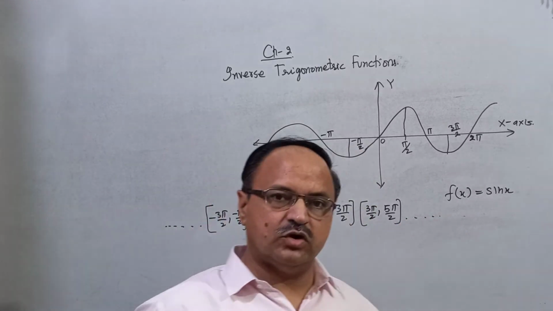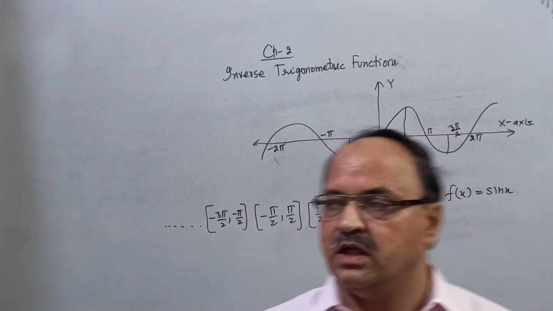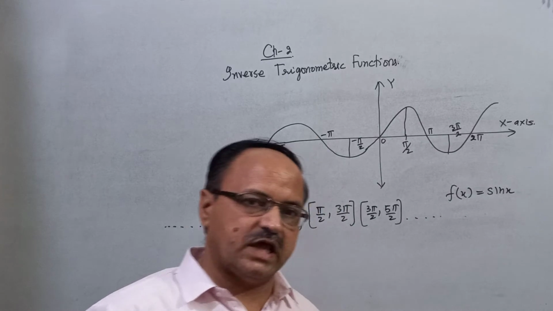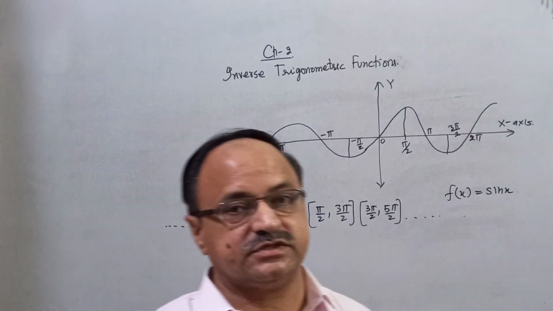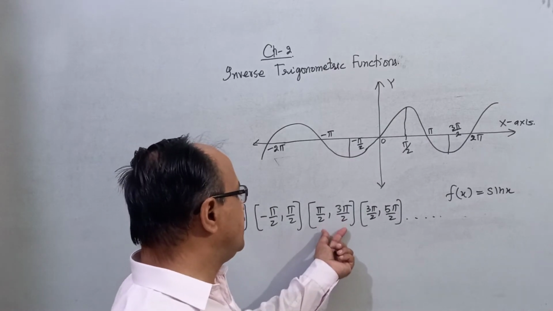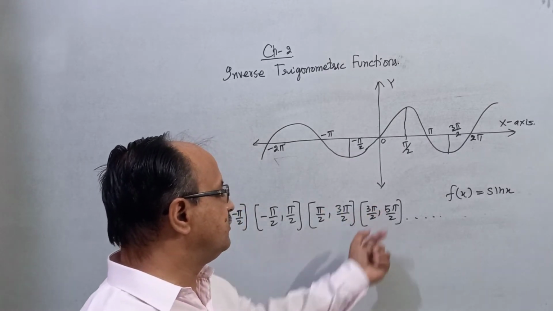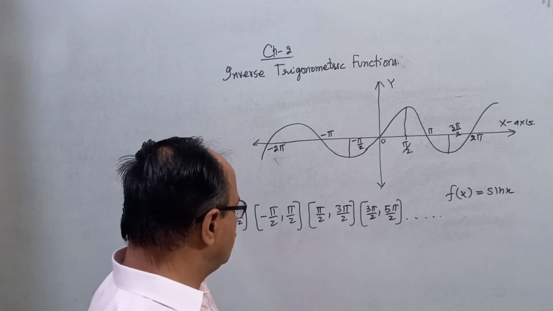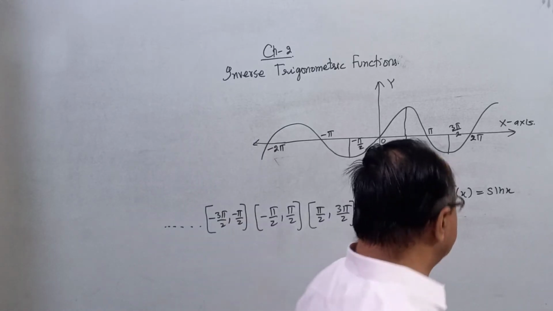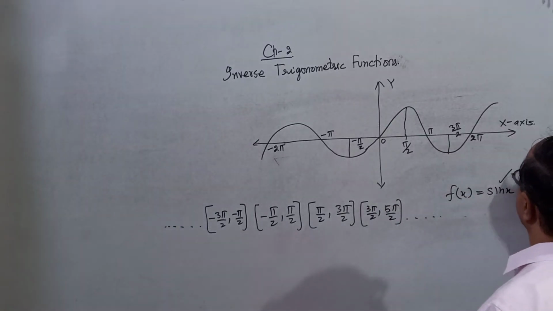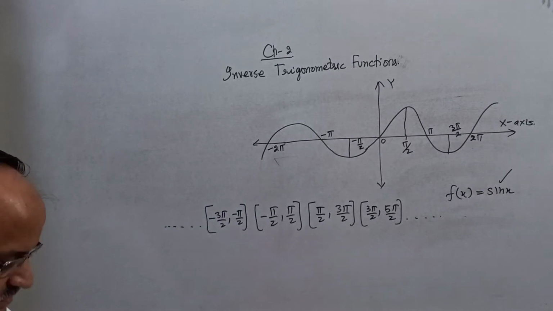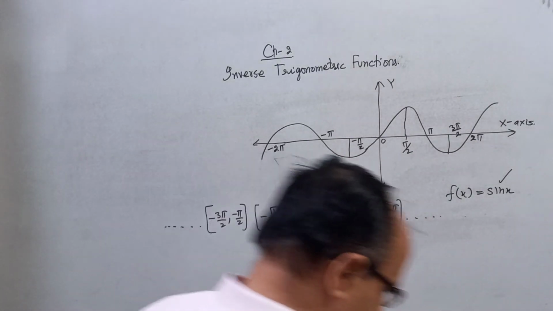Sometimes in the board questions it is asked, write one branch of sine inverse x other than the main branch. So your answer is pi by 2 to 3 pi by 2, or 3 pi by 2 to 5 pi by 2. Clear? So in these intervals you can say the function sin x is invertible.